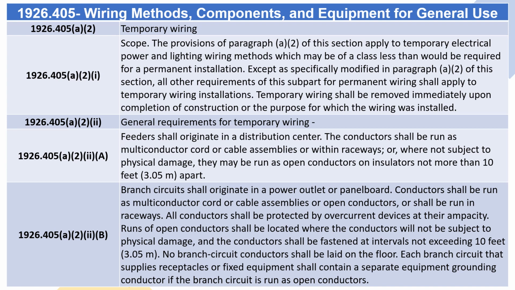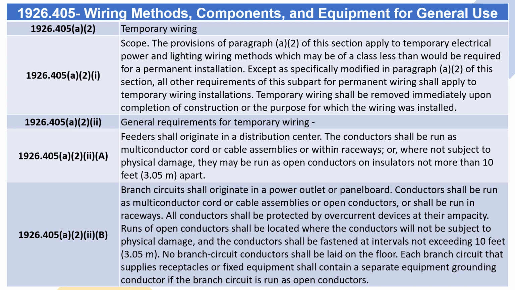1926.405 A.2. Temporary wiring. 1926.405 A.2.1. Scope. The provisions of paragraph A.2 of this section apply to temporary electrical power and lighting wiring methods which may be of a class less than would be required for a permanent installation. Except as specifically modified in paragraph A.2 of this section, all other requirements of this subpart for permanent wiring shall apply to temporary wiring installations. Temporary wiring shall be removed immediately upon completion of construction or the purpose for which the wiring was installed.